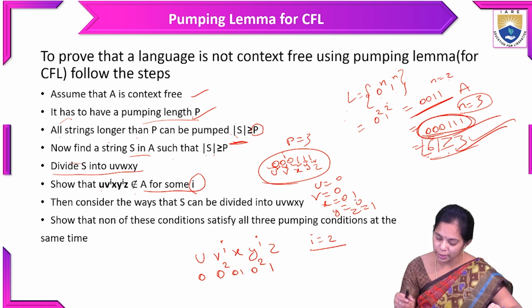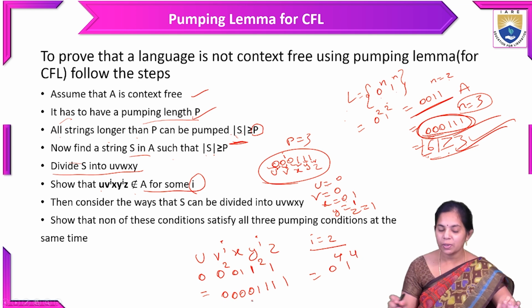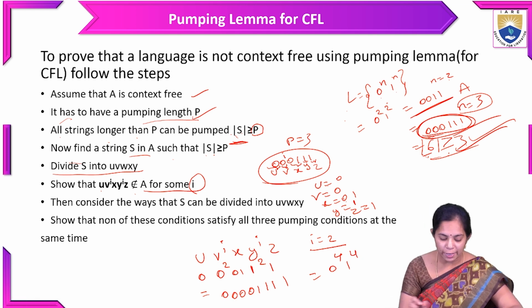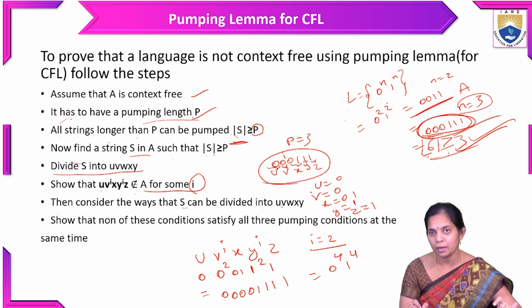And here after extraction, 0 square is 0, 0, 0, 1, 1 square, 1, 1, 1. So what we got is 0 power 4 and 1 power 4. Like this we can extract this, and we will check whether the given language is regular or context free or not. Then consider the ways that S can be divided into the U, V, W, X, Y tuple.